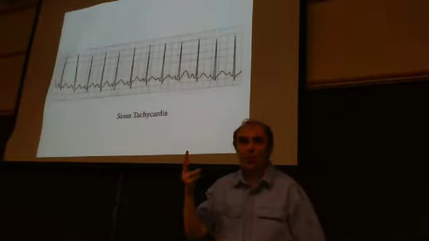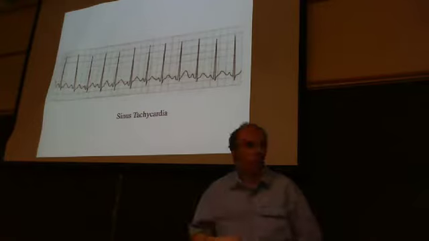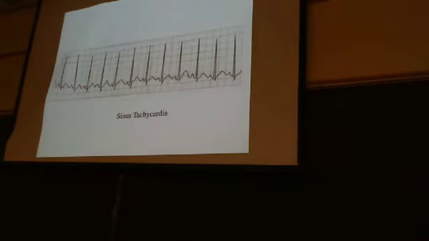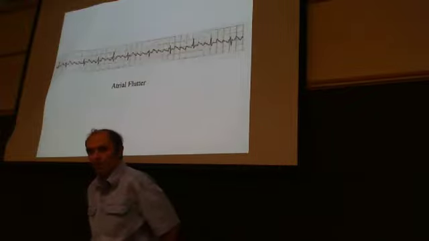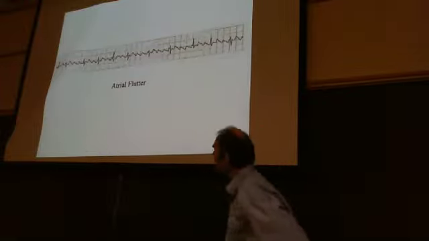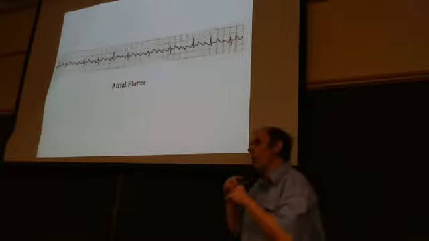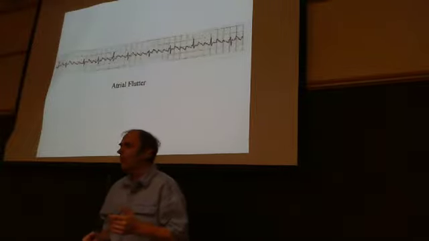Okay, so that's 2 arrhythmias plus normal, so we've gotten through 3. Now we're going to talk about the problems with the atrium. This is atrial flutter, and we're going to talk quite a bit about reentry in the heart.